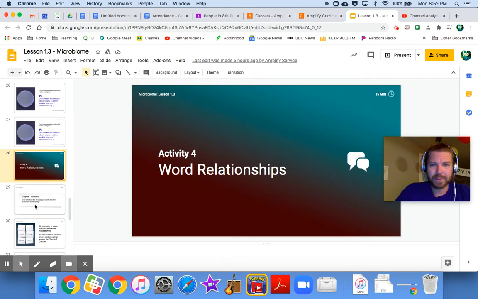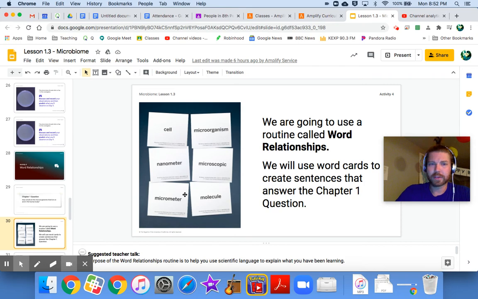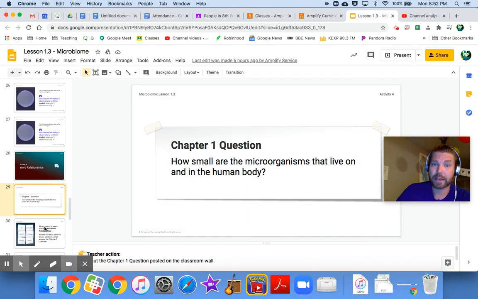It's called word relationships. And this is something we're going to do multiple times throughout the year. Going back to our chapter 1 question, how small are the microorganisms that live on and in the human body? We've been talking about this. This has been all of chapter 1. We're trying to wrap our minds around how big are these things. We went over some of these words: cell, microorganism, nanometer, microscopic, micrometer, and molecule. What we're going to try to do is see, can we use these words intelligently, like we know what we're talking about? And we will use word cards, I don't have word cards, to create sentences that answer the chapter 1 question. This question: how small are those microorganisms?